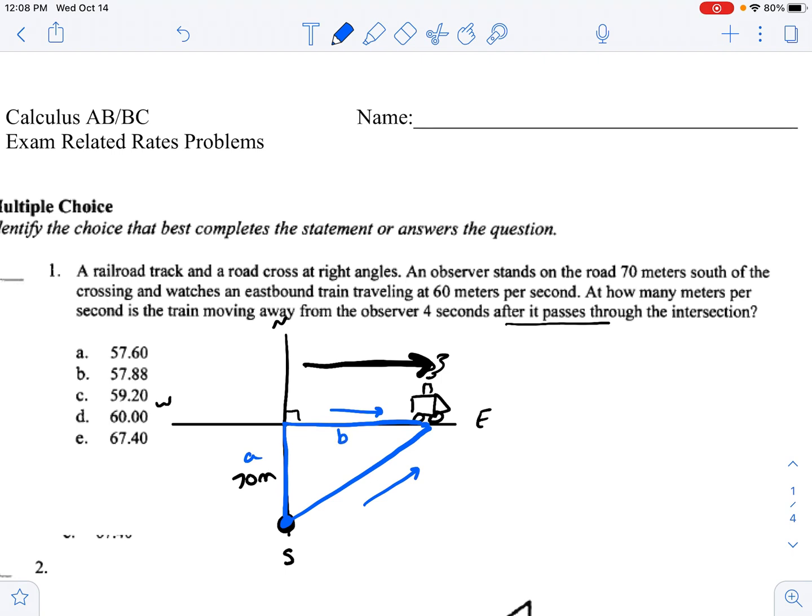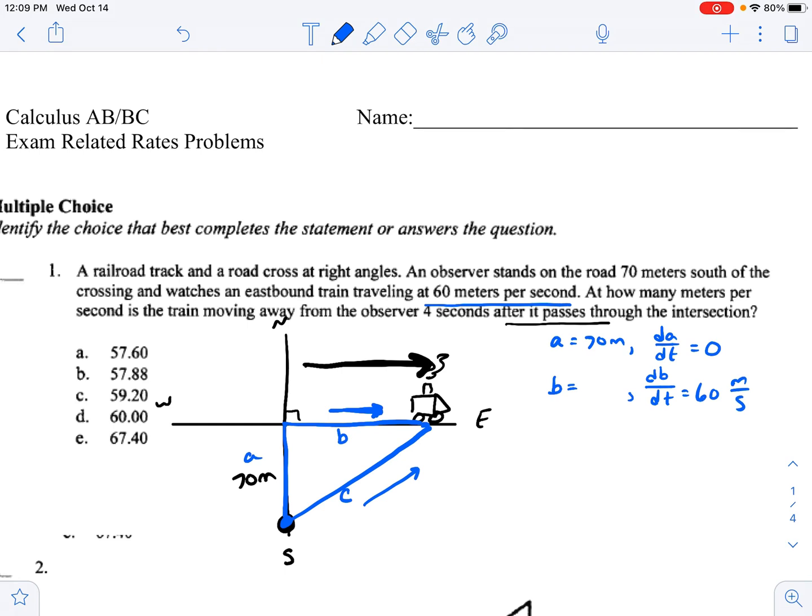So I'm going to use letters A, B, and C to represent the sides of my triangle here. All right. So what do we know? We know that A is a constant, 70. And so therefore we also know that dA/dt would be 0 in this case. Okay. That distance is not changing. We know that the train is traveling 60 meters per second. That's a rate of change, okay? That's the rate of change of side B. So we don't know what B actually equals, but we do know the rate of change of side B is that 60 meters per second.